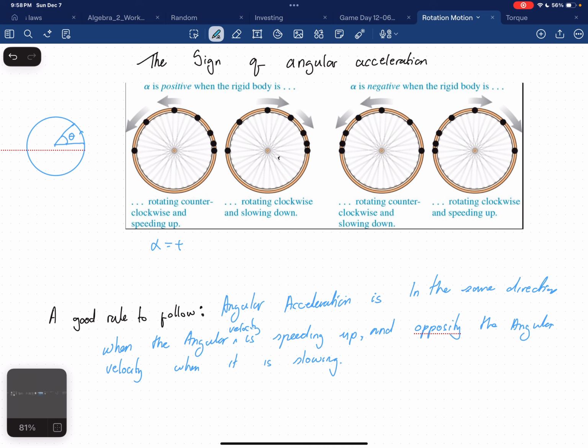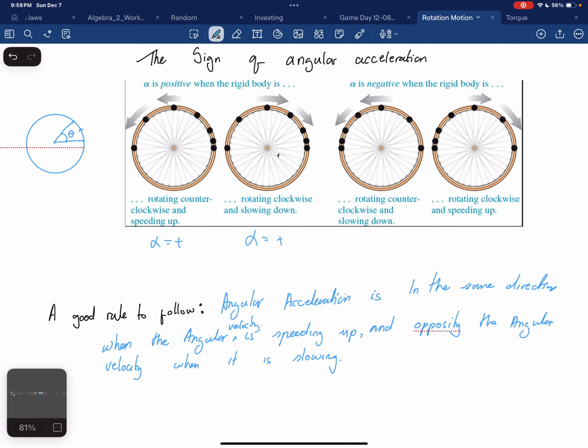Rotating clockwise and slowing down. If I'm rotating clockwise, that means theta is negative, but I'm slowing down, so I'm getting less negative. On a velocity-time graph, I am going from the negative side toward the positive side, and because I'm getting less negative, acceleration here is going to be positive. Now let's think about this one here. I'm rotating counterclockwise, but I'm slowing down.